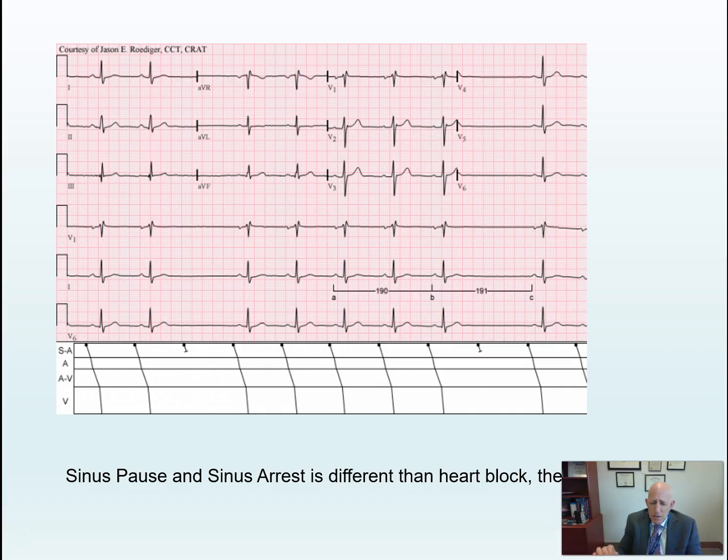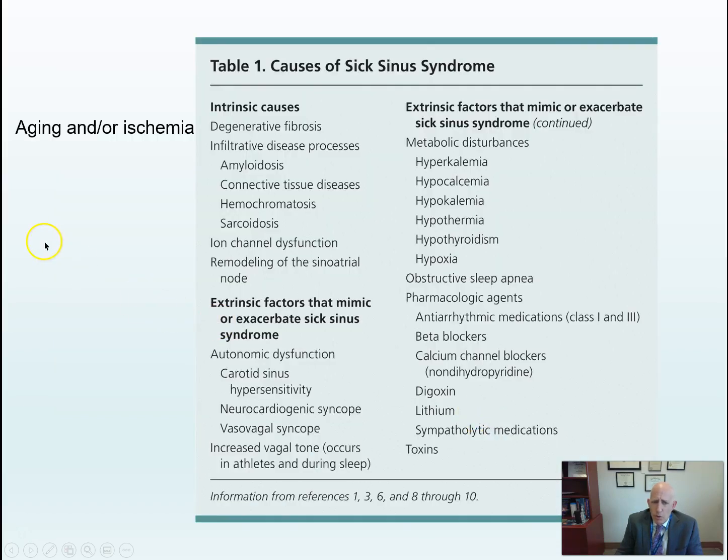In sinus pause and arrest, you also could be very slow, but you won't see a P wave. In heart block, you'll see a P wave that's not conducted. In sinus pause and sinus arrest, you won't see a P wave, and that's how you can distinguish the two in part. Also in heart block, depending on what degree, sometimes the QRS can be wide, but a lot of times it can be narrow as well. So it's really the presence or absence of a P wave in a slow rhythm.